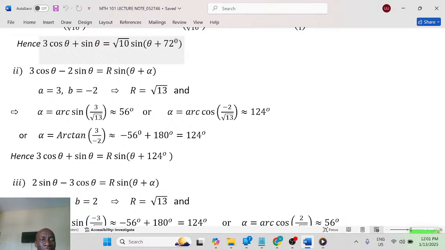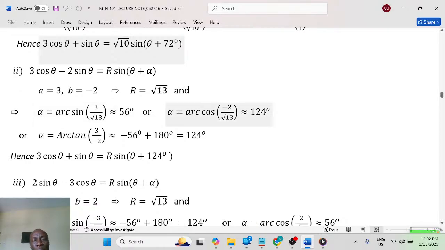From here, A is 3. B is minus 2. 3 square will give us 9. Minus 2 square will give us 4. 9 plus 4 will give us 13. That is why we have R to be equal to square root of 13. Now we'll come to the angle. Alpha is equal to arc sin 3 all over root 13, which is equal to 56 approximately.